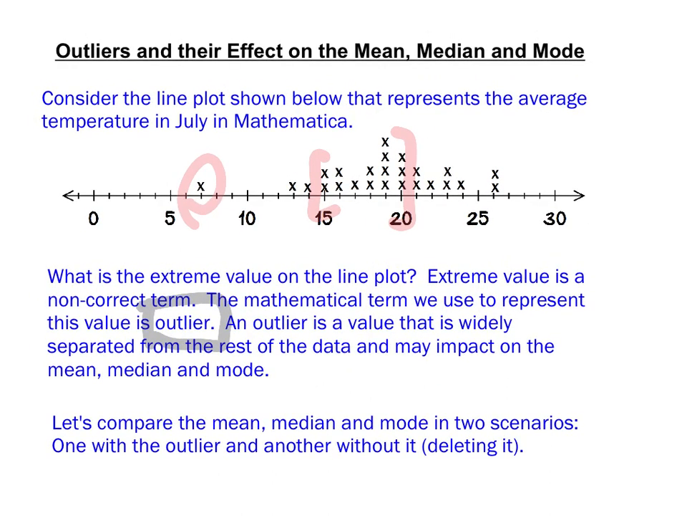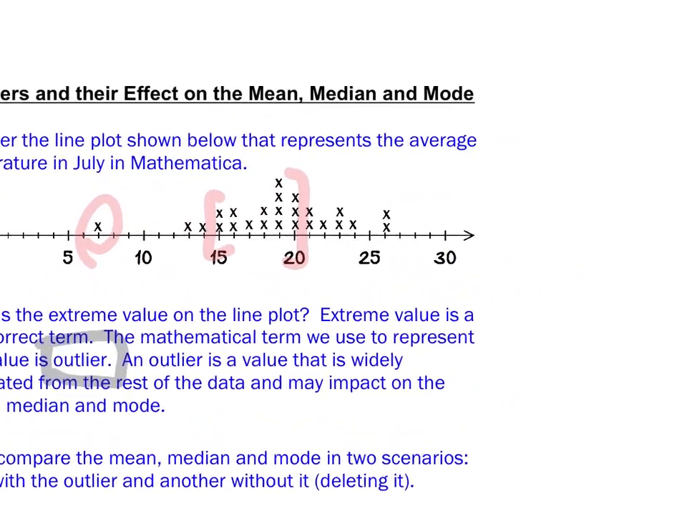So let's compare the mean, median, and mode in two scenarios: one with the outlier included, and another without the outlier. In other words, we'll eliminate the outlier and determine the mean, median, and mode, so we can see what effect the outlier has on the mean, the median, and the mode. So let's find the mean, median, and mode of these temperatures. Okay, here we go.